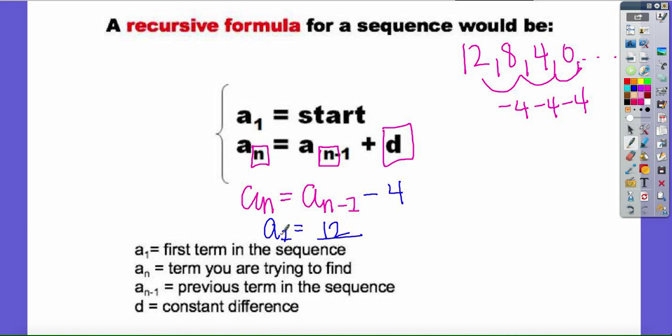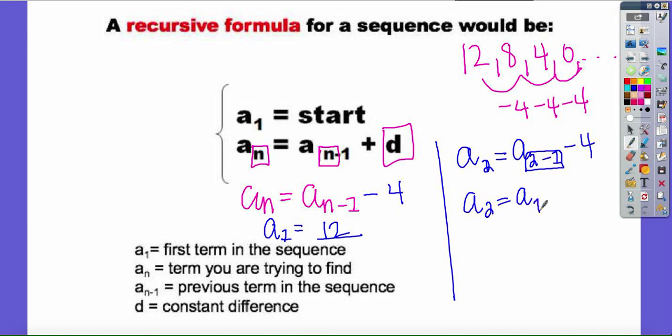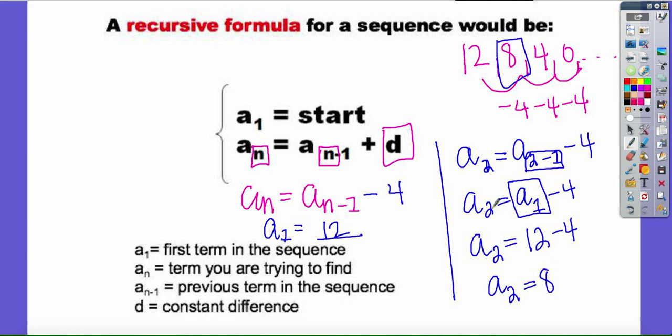Now, if I wanted to use this to find the next few terms, I would say a sub 1 is 12. We already know that one. So if I want to know a sub 2, I would have a sub 2 equals a sub 2 minus 1 minus 4. Well, 2 minus 1 is going to bring us back to a sub 1 minus 4. And a sub 1 we know is 12, that's the first term. So a sub 2, or the second number in the series, can be found by doing 12 minus 4. So a sub 2 equals 8. Well, that's true. The second number in the sequence is 8.